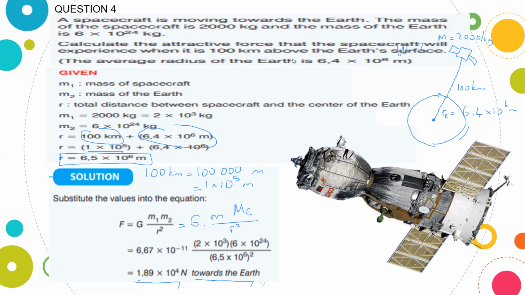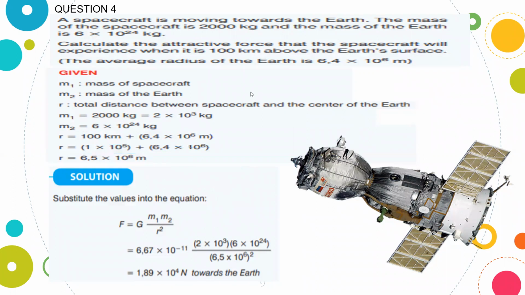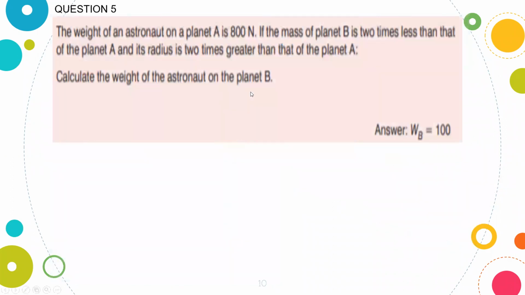Okay, let's continue with the next question. Now we are going to question 5, but let's clear all drawings. Question 5. Now, let's see. Similar question to number 3. Now planet A, planet B, similar one. All right, people, the weight of the astronaut on planet A is 800 newtons. Let's write all givens, and then you are going to try. After that, we are answering together.